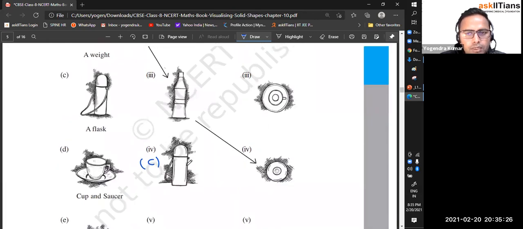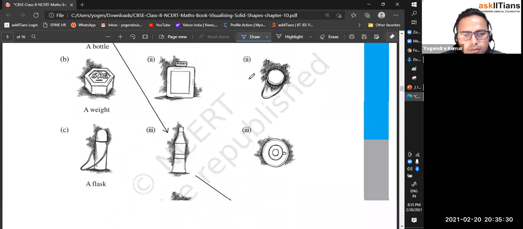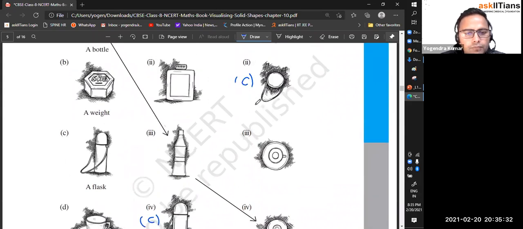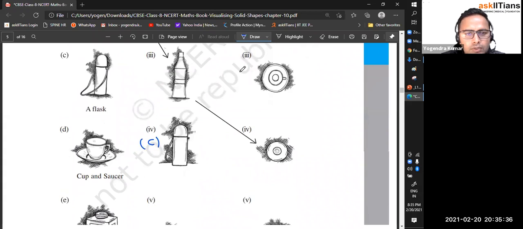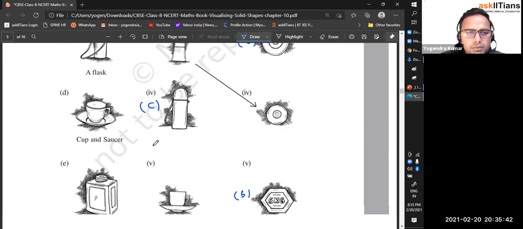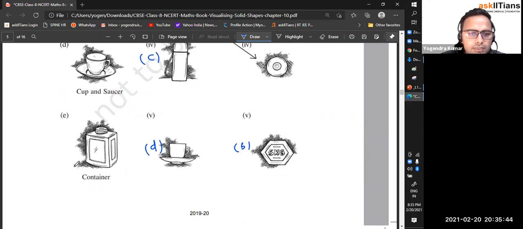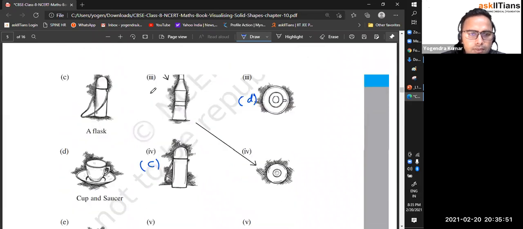Top view will look like, okay, this one. See here, this is the top view of this. Now a cup is what? Top view will be this one, right? D. And what is the side view? Obviously this one, D. Now this last one, container side view will be what? Obviously this one. So this is E.